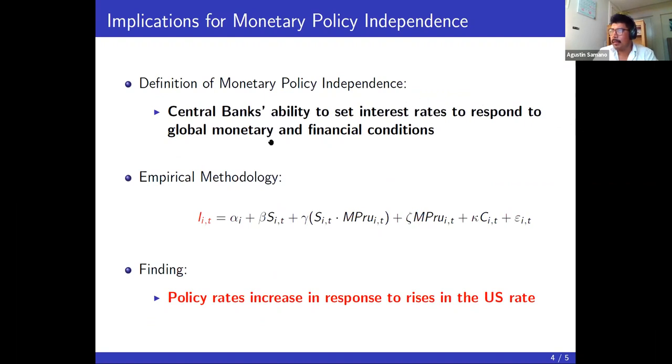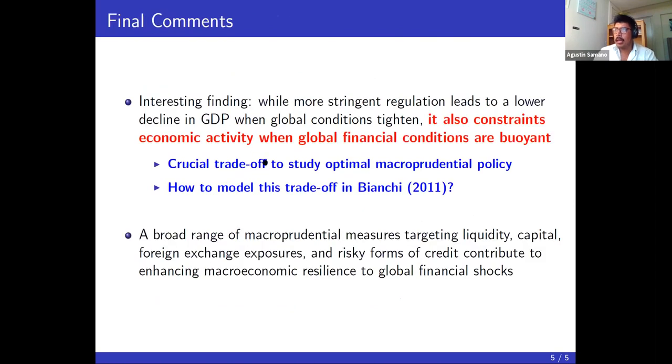In terms of implications for monetary policy independence, this is very related to the paper by Kristin, so I'm going to wait to talk about this in the discussion of her paper. As a final comment, it is crucial to study this trade-off for optimal macroprudential policy. Katarina, maybe you can tell me more about this, but I don't know if you are the first one documenting this.